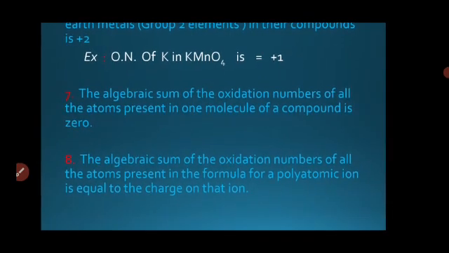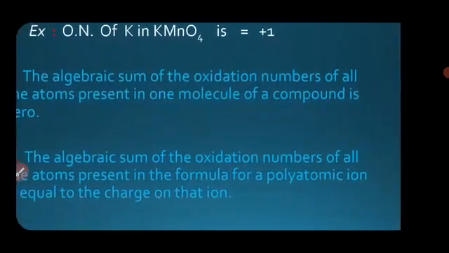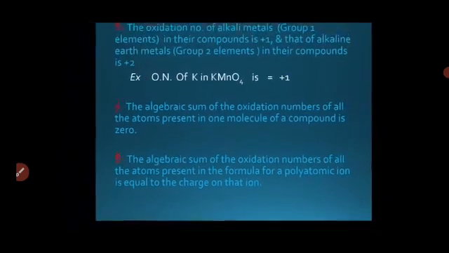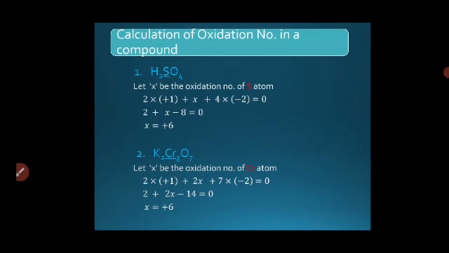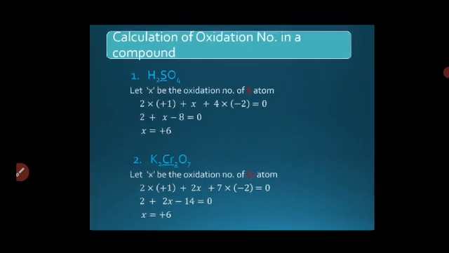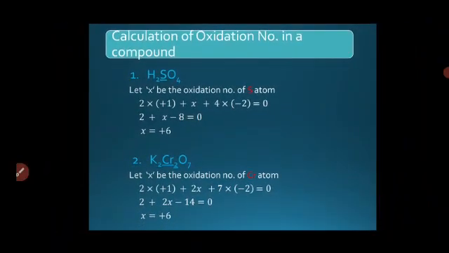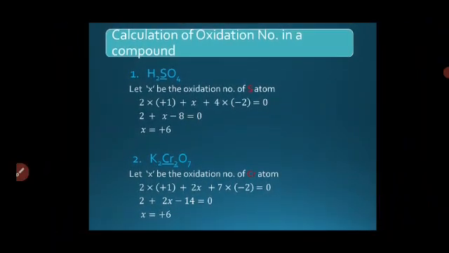Whereas the algebraic sum of the oxidation numbers of all the atoms present in the formula for a polyatomic ion, remember polyatomic ion, is equal to the charge on that ion, means it should not be considered as 0. Okay, and these two rules we will use for calculation of oxidation number. Okay, let us see an example of oxidation number in a compound. Here one of the elements or one of the atoms will be underlined, and for that you have to calculate the oxidation number. Okay, so let us take the example of H2SO4.